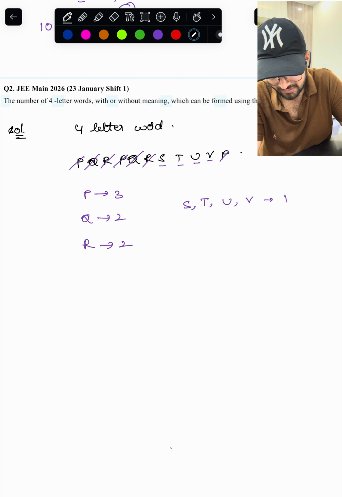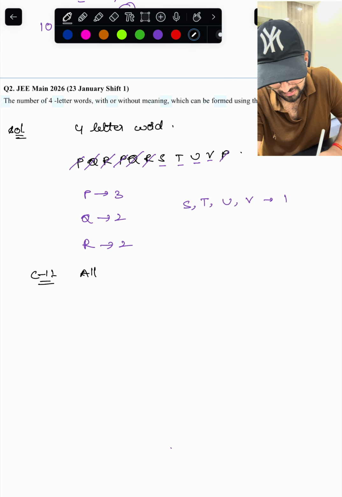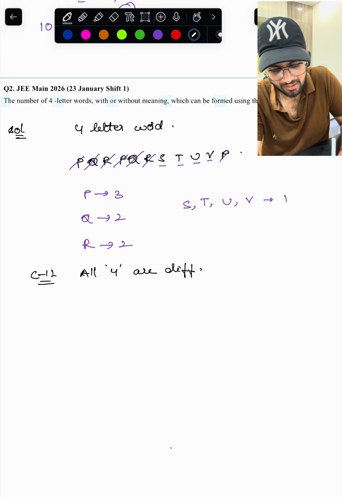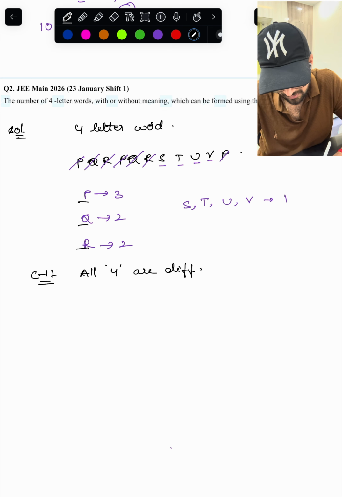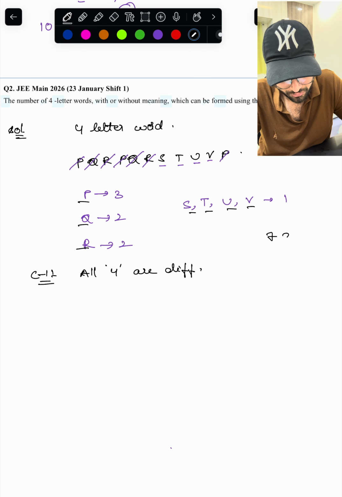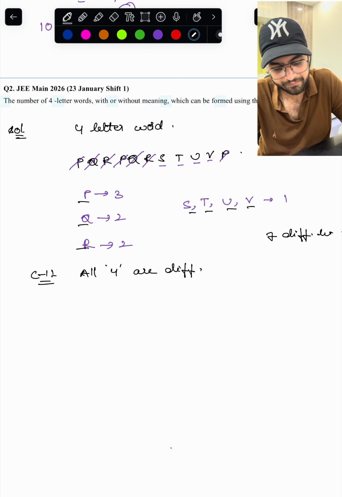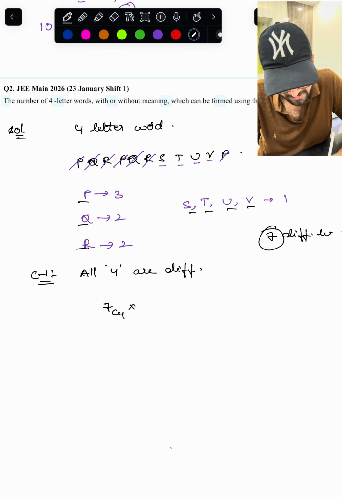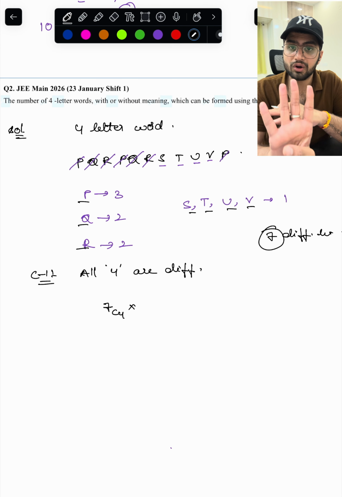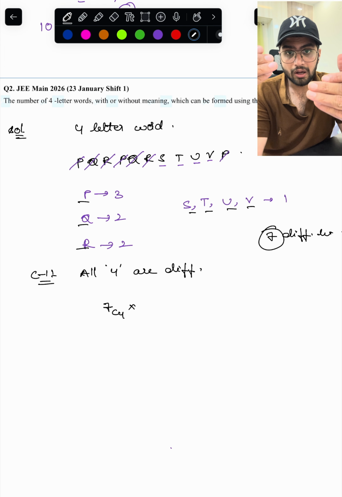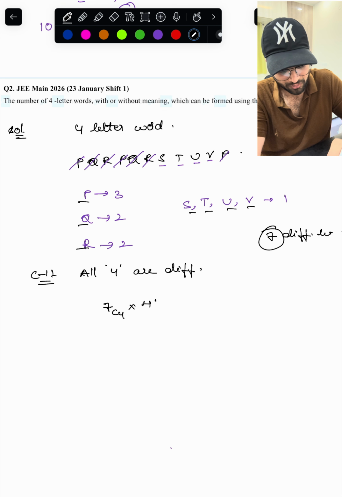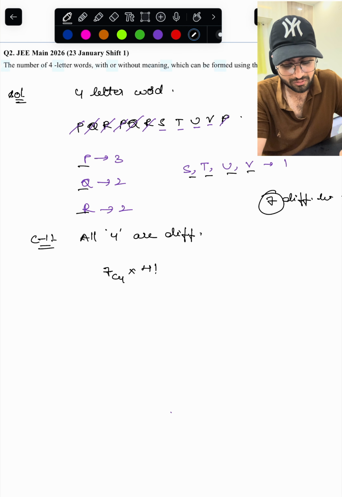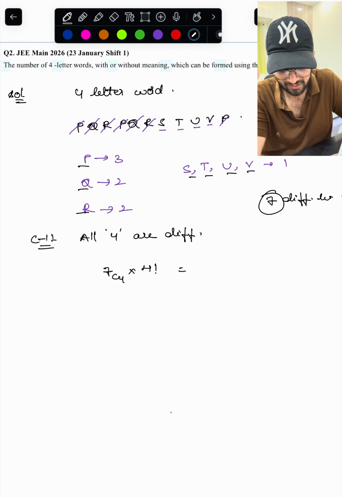So case 1: all 4 letters are different. How many different letters are there for us? P, Q, R, these are 3, and S, T, U, V make 4. Total 7 different letters are there. If all 4 must be different, I need to select 4 from these 7, which is 7C4. Now I have 4 letters, and in how many ways can I arrange them? 4 factorial, because all are distinct. So 7C4 into 4 factorial. So this is the first case.